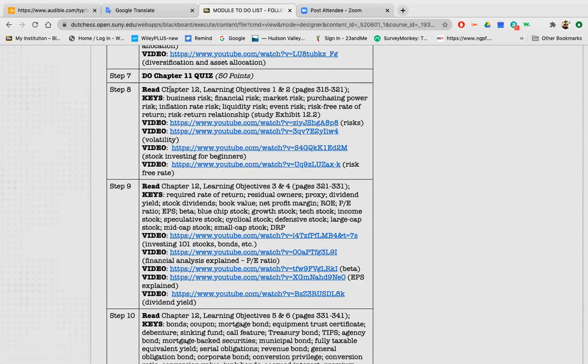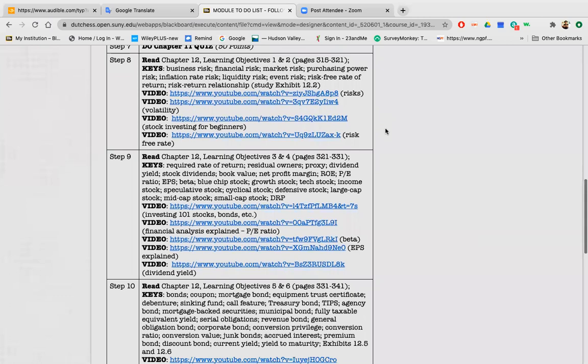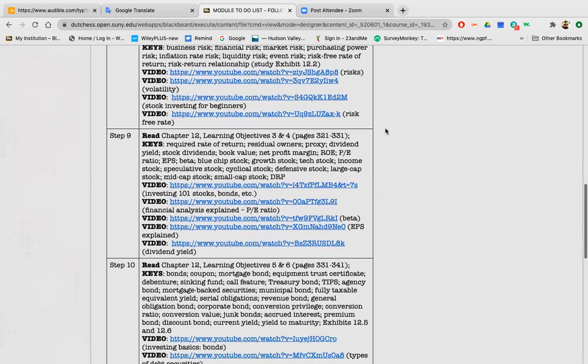So we're going to be learning about risk, because it's very, very important to understand what risk is and your tolerance for risk. There are lots of different risks to become aware of: business risk, market risk, inflation risk, liquidity risk, et cetera. All of those are very, very important to understand, so you learn about that. And of course, you have to understand your comfort level with risk, which is one of the assignments I'm going to have you do in this particular part of the chapter.